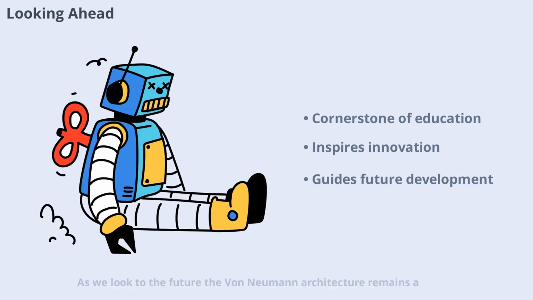As we look to the future, the von Neumann architecture remains a cornerstone of computer science education and engineering. Its principles continue to inspire new generations of innovators and researchers. By understanding its strengths and limitations, we can better appreciate the ongoing evolution of technology and anticipate the exciting developments yet to come.